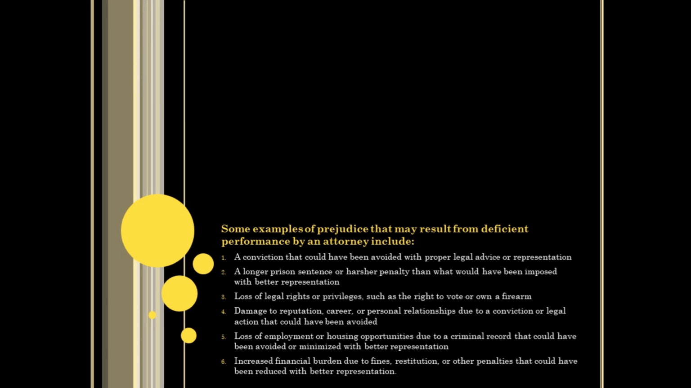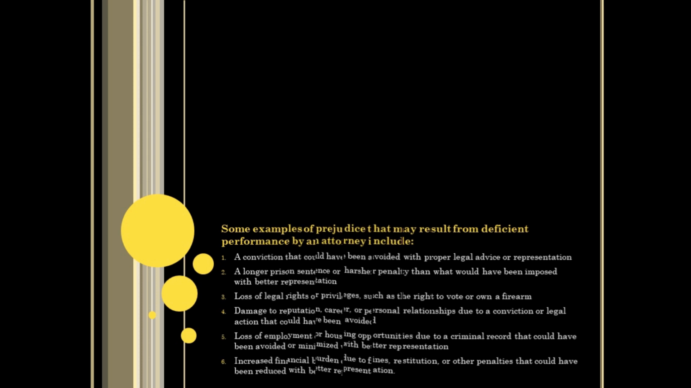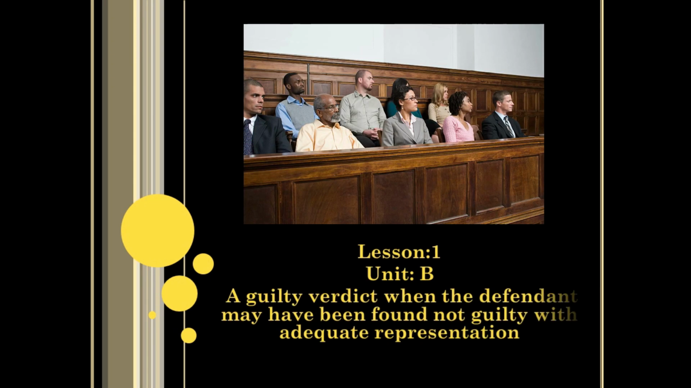4. Damage to reputation, career, or personal relationships due to a conviction or legal action that could have been avoided. 5. Loss of employment or housing opportunities due to a criminal record that could have been avoided or minimized with better representation. 6. Increased financial burden due to fines, restitution, or other penalties that could have been reduced with better representation.